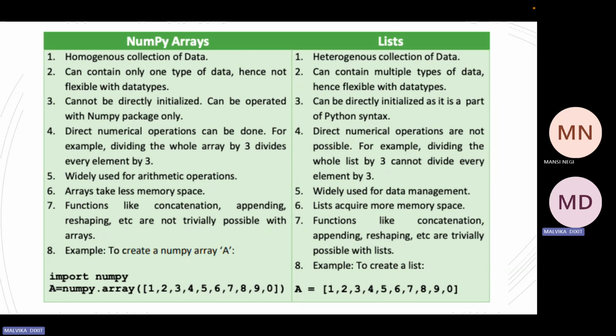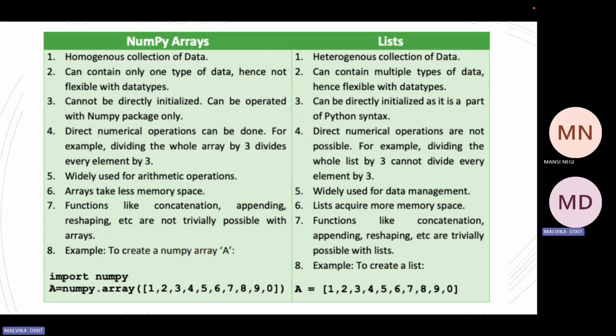Now the second point: it can only contain one type of data, hence it is not flexible with data types. Obviously, if we have only one kind of data, we cannot change it, we cannot add anything, so it is not flexible, whereas a list is flexible. A NumPy array cannot be directly initialized; you need to import the NumPy package as given in the example. But in a list, you are not supposed to write any import statement, because it is available by default.